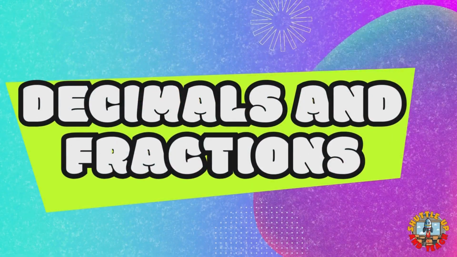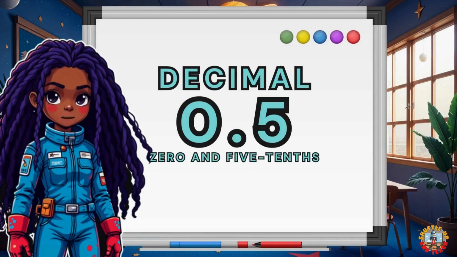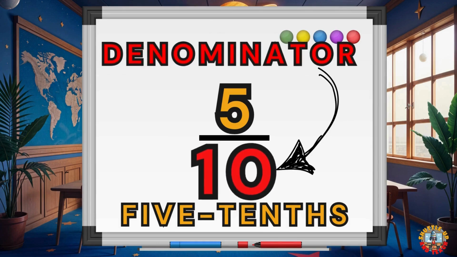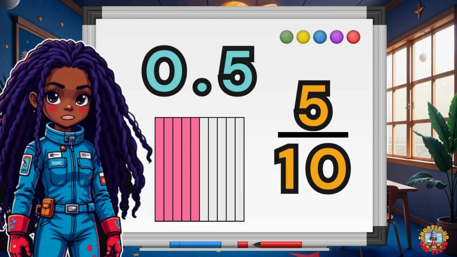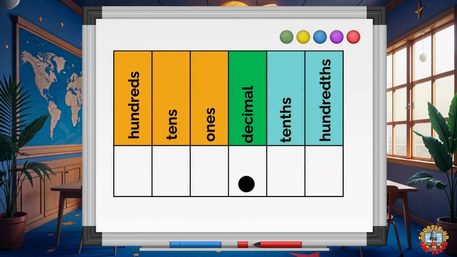Decimals can also be written as fractions. First, look at this decimal. This decimal represents 5/10. We can also write it as a fraction like this. Now, you might be wondering why the bottom number, or the denominator, is 10. That's because the decimal is in the tenths place. Decimals can have different denominators based on their place value.